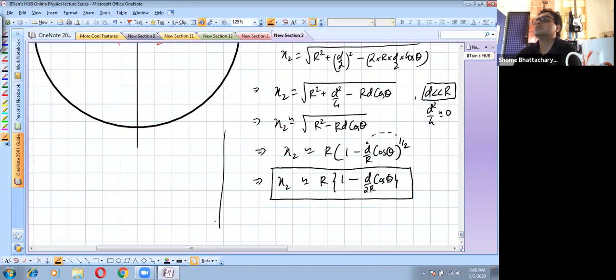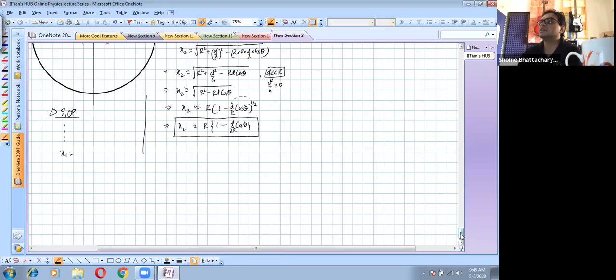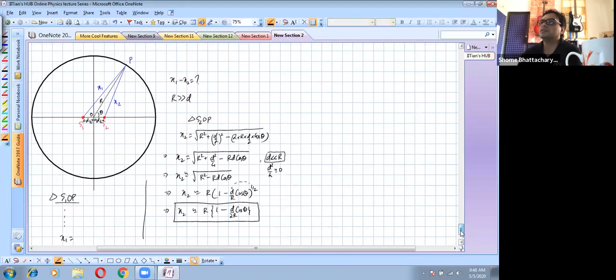Now similarly what we do is you take triangle S1OP, okay, and do all the same steps and find out how much x1 is approximately. So from that you can relate the path difference x2 minus x1, and from that we can find out at which position we are getting constructive interference and which position we are getting destructive interference.